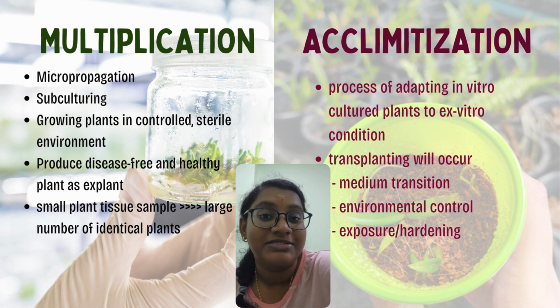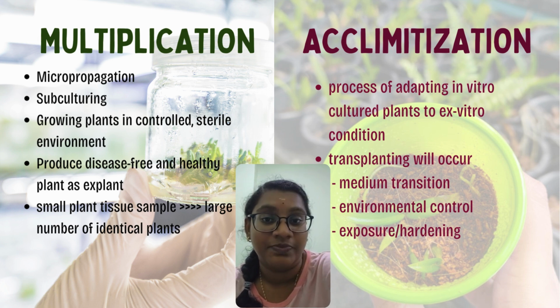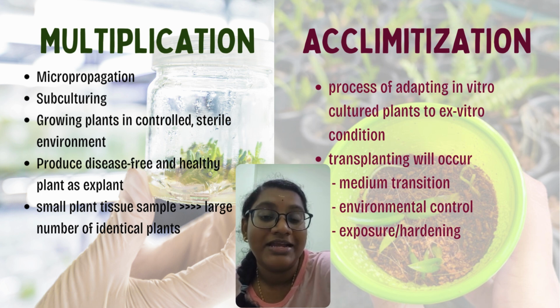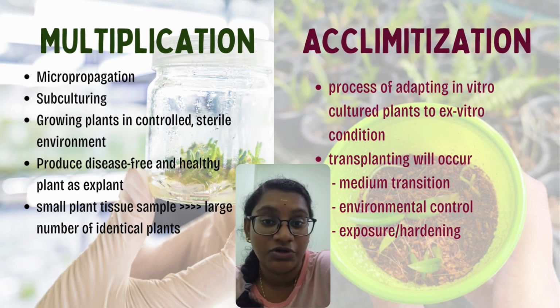Now, let's talk about the second main thing, which is acclimatization, also known as the hardening process. It is a process where we adapt the in vitro plants to ex vitro conditions. This is where we do transplanting, a crucial process of moving plants, particularly young seedlings or house plants, from a controlled indoor environment to the harsher, more variable conditions outdoors. This gradual process helps plants adjust to changes in temperature, light and wind, reducing the risk of transplant shock and improving their chances of survival and growth.